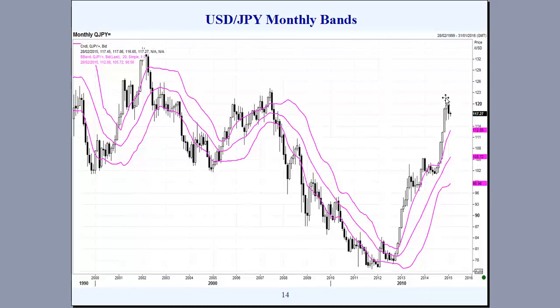And at the moment still a very strong bullish market in that medium term time frame. If we do see selling coming in, potential support at the upper band at 112.88, and then below there at 105.72.